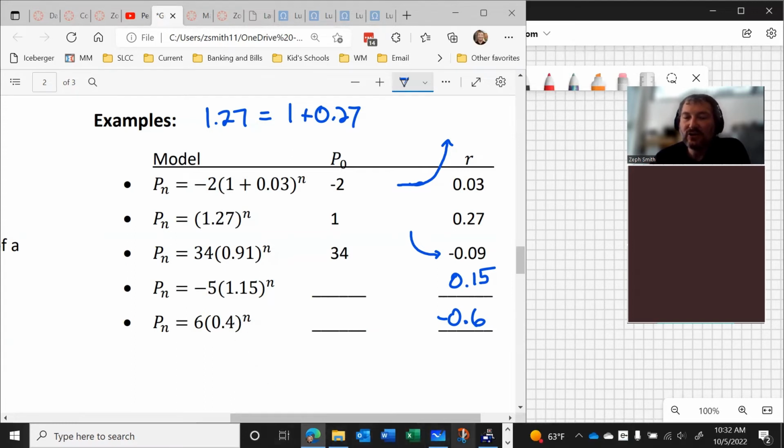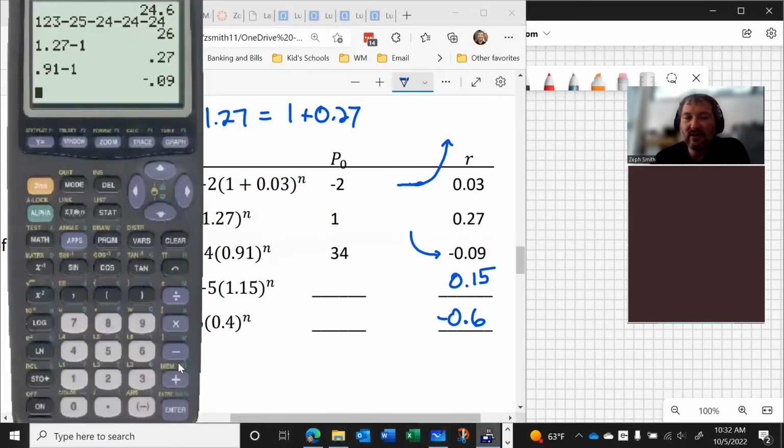So there are ways to interpret these, but the skill involved is subtract 1 to get from the formula to the rate. And if you're given the rate, add 1 to get the number in the formula. So it's either subtract 1 or add 1 to go back and forth between the rate and what's in the base of the exponential in the formula.